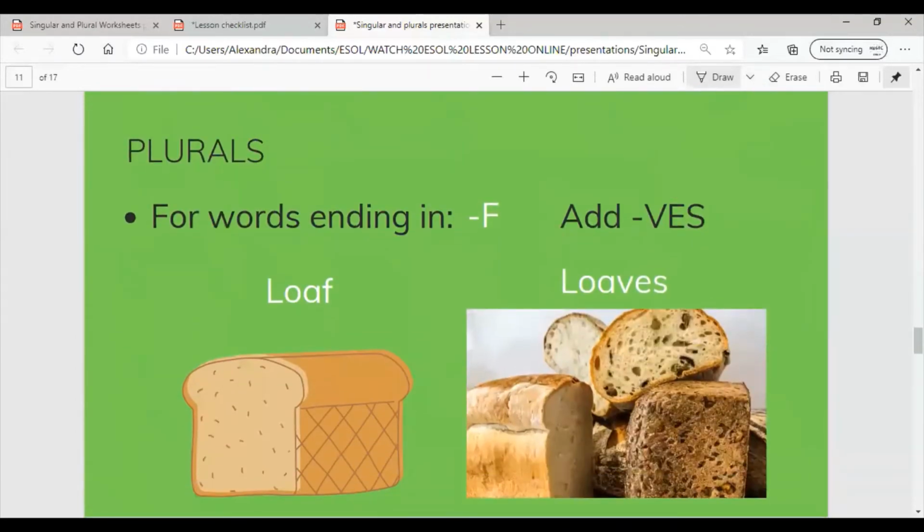Okay, so there are other types of ways to spell words and turn them into plurals. So if you have a word ending in F, like loaf, so we've got a loaf of bread, you're going to add VES onto the end and take the F off. So it will become loaves. So we have loaves of bread. So you see the difference? We've got the singular loaf, plural loaves, and what we've done is we've got rid of the F and we've added VES onto the end.